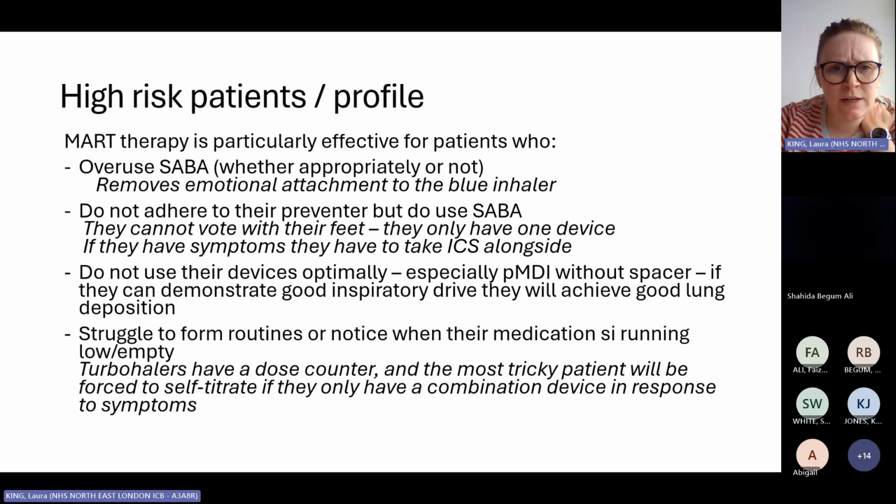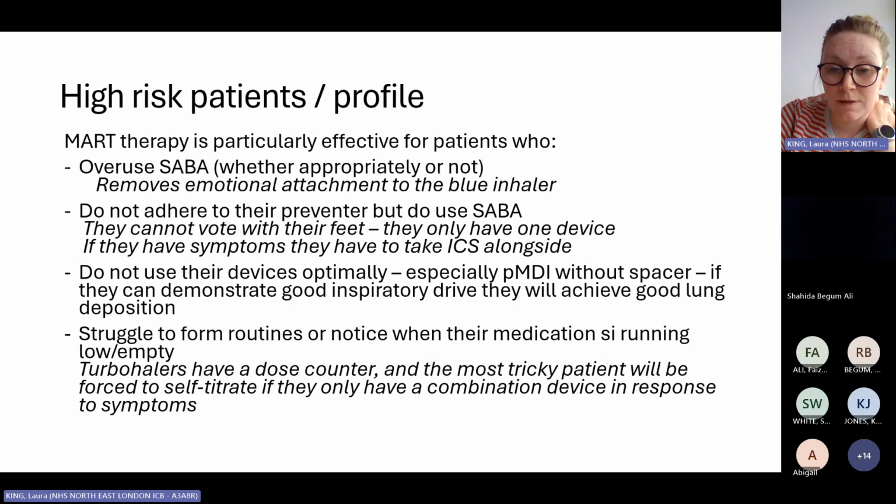And historically, I don't know if anyone else in the room has done this, but in the asthma world, before it was so mainstream, we used it largely for patients who we were quite concerned were using too much salbutamol. They don't really need to. We're not going to let them vote with their feet anymore. We're putting the blue inhaler in the bin and we're moving on to MART so that they cannot choose. They have to take the preventer. And that's kind of point 2, really. They can't vote with their feet. They have one device. If they have symptoms, they have to take a preventer alongside.